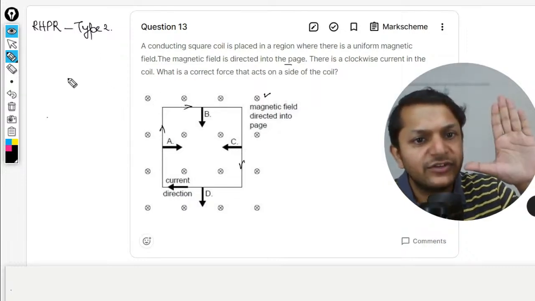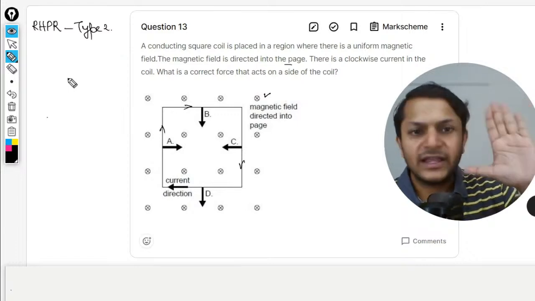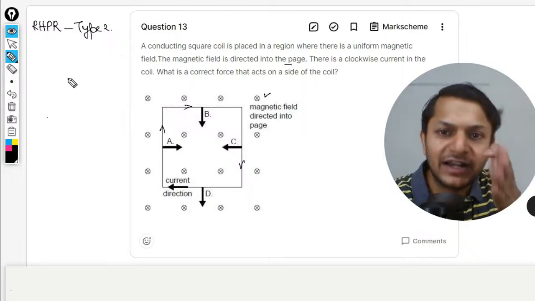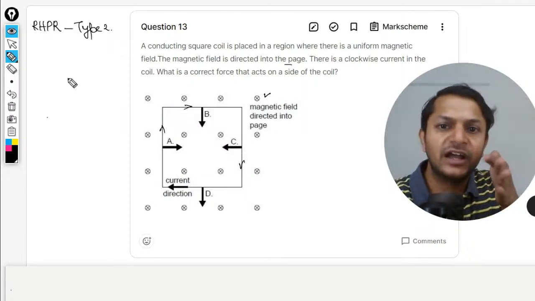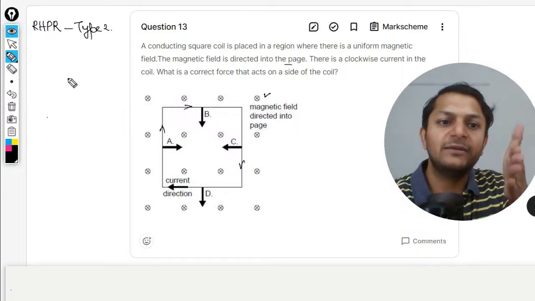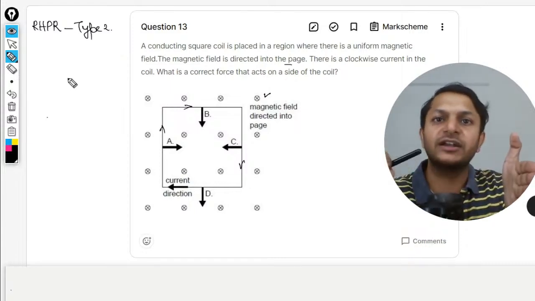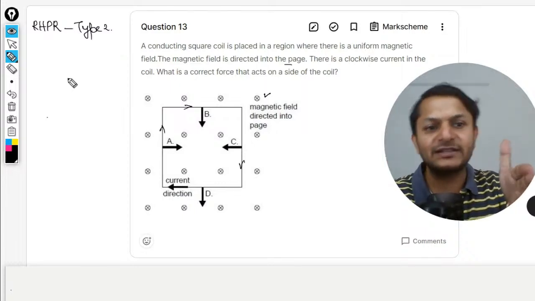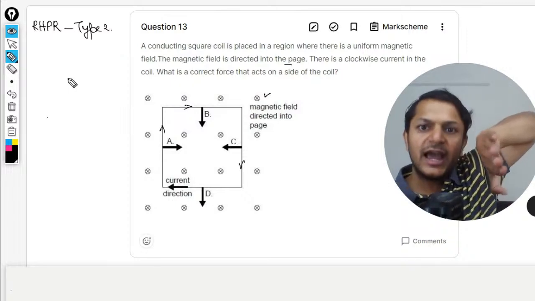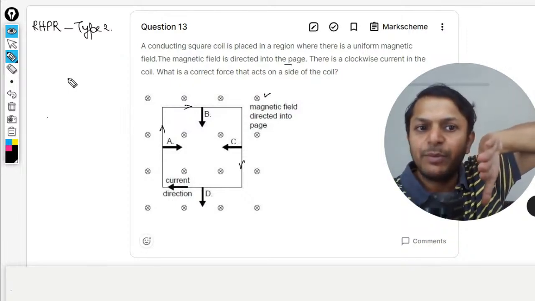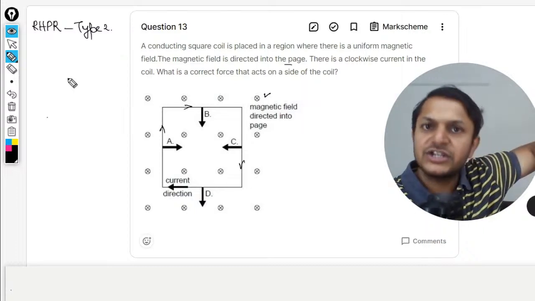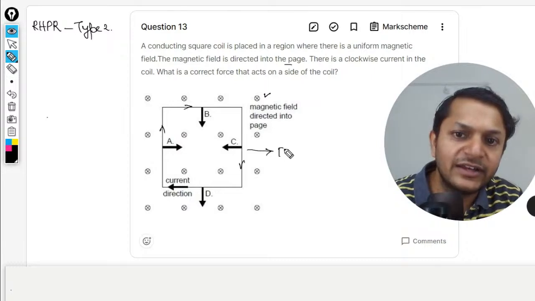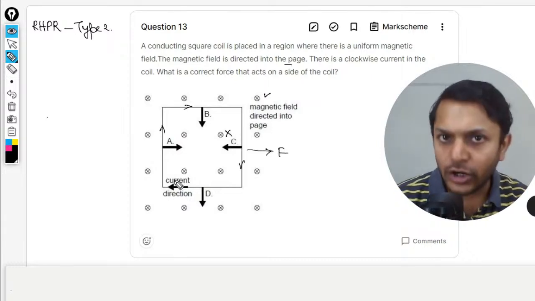I'm going to use the right hand palm rule. So I keep it like this and my fingers will be pointing towards the magnetic field. The magnetic field is into the page, so my fingers are now pointing into the page and my thumb will be pointing towards the current in the wire. If I'm talking about the C part of the loop, the current is downwards and the magnetic field is inwards. So where is my palm? My palm is pointing towards the right hand side. It means that C will be experiencing a force in the right hand side. So C direction is definitely wrong.